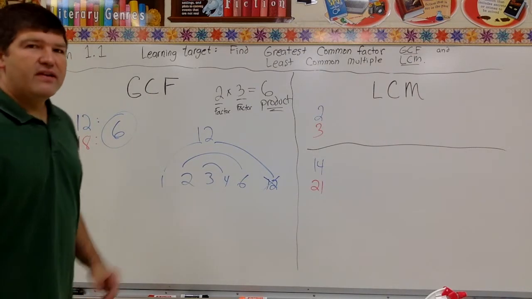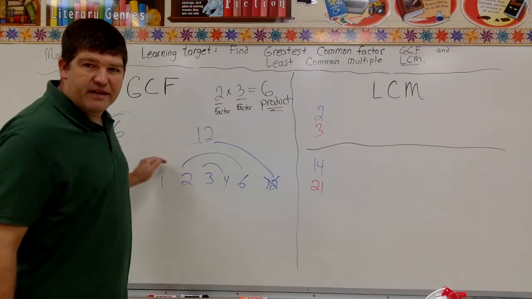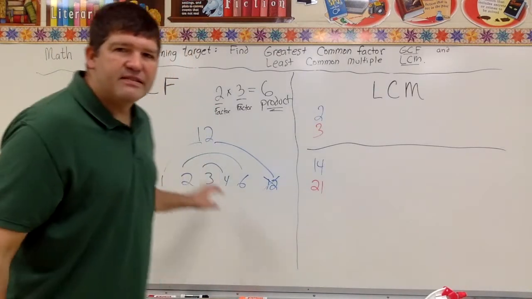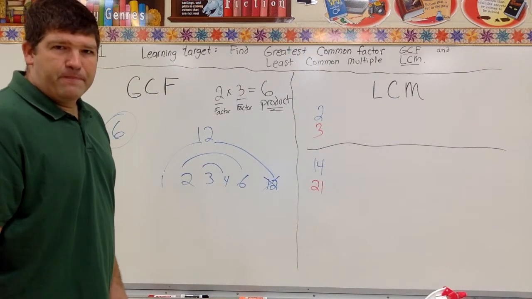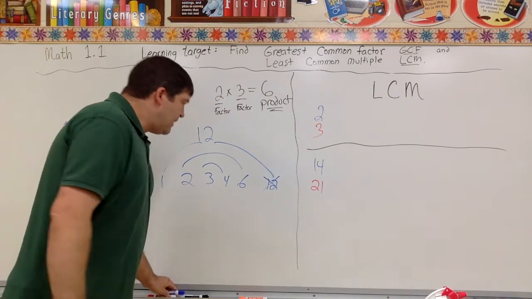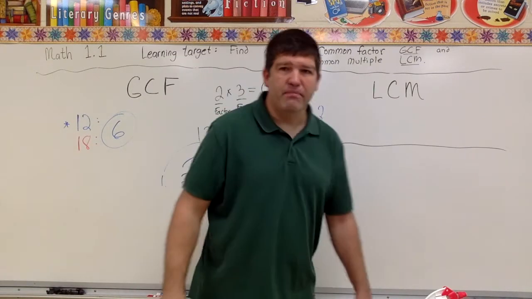Okay? So, if you want to feel really confident and do both rainbows, get all the factors for both, and then look and see which ones are in common, that's great too. This is just a little shortcut that I use to save a step. But it gets me the right answer every time. Okay? Alright, so that's greatest common factor. Let's move on to least common multiple.